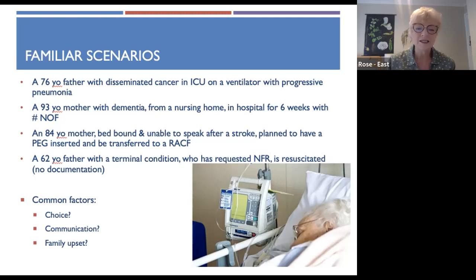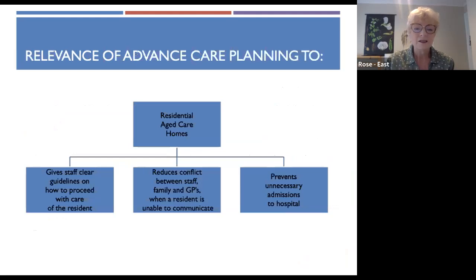And so the common factors there are a choice. Was there poor communication? Did the family make a decision, override what was already talked about? We don't know. So the relevance of advanced care planning to residential aged care is that it gives the staff a clear direction and guidelines on how to proceed. It also reduces conflict amongst the team and prevents unnecessary admissions to hospital.